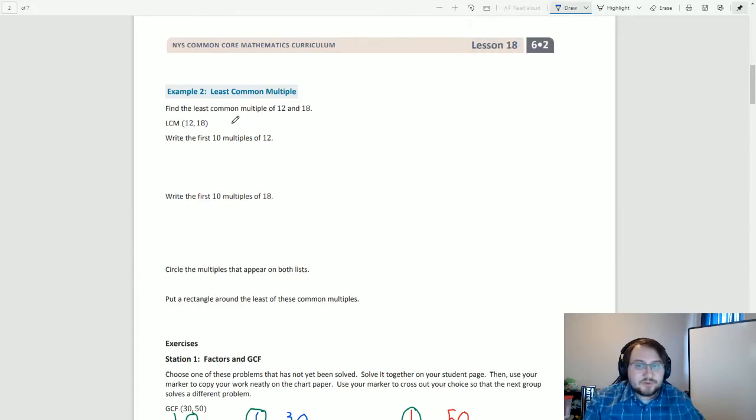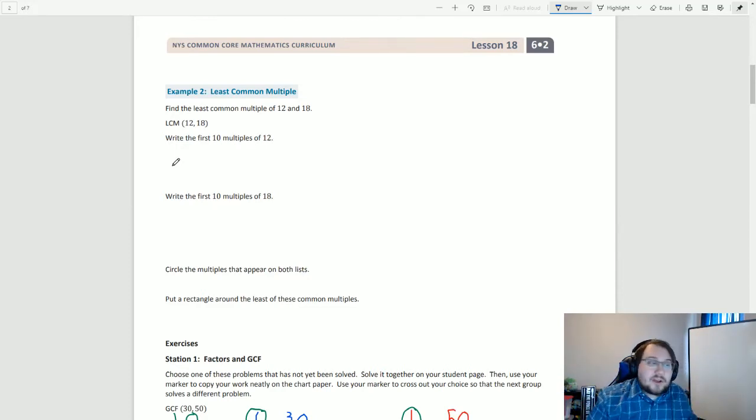So the first thing that we are going to want to do is look at this. Find the least common multiple of 12 and 18. And it puts it in its notation for us. LCM 12, 18. So what this is asking me to do is find the least common multiple of 12 and 18. So let's do it. It tells us the first thing to do, write the first 10 multiples of 12. Okay, so that's 12 times 1, 12 times 2, 12 times 3, and so on up to 12 times 10.